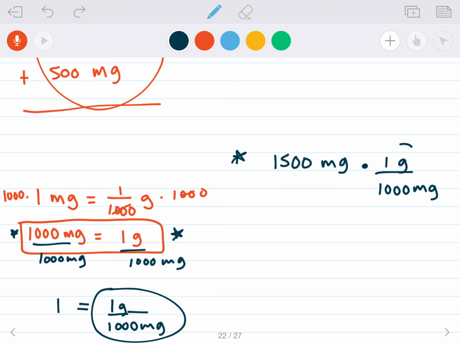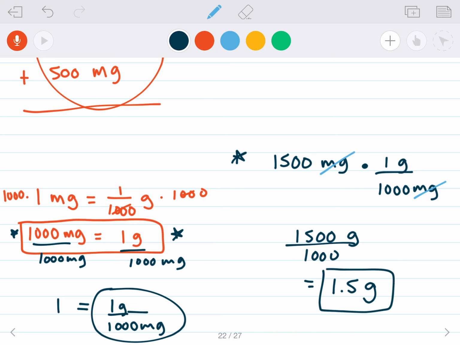And why did I multiply by this instead of the opposite? Why didn't I multiply by 1,000 milligrams over 1 gram? Well, the idea here is that these units are going to divide each other out. When I multiply straight across, I get 1,500 grams over 1,000, and I simply do this division to get 1.5 grams. So that is my answer here.